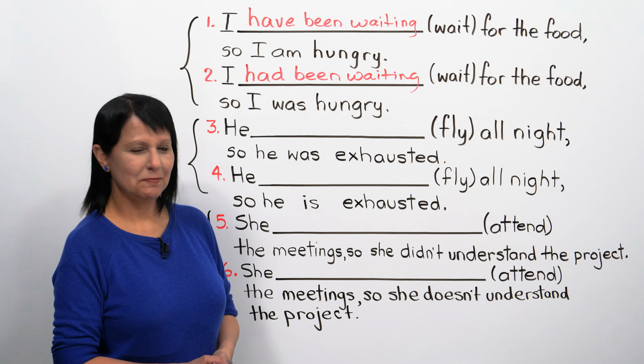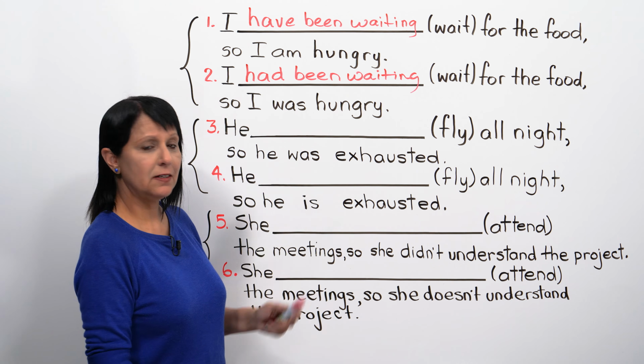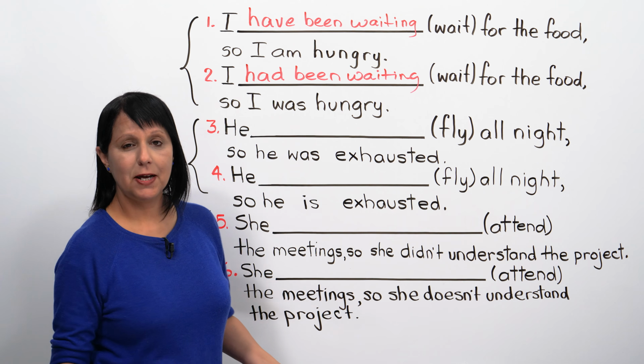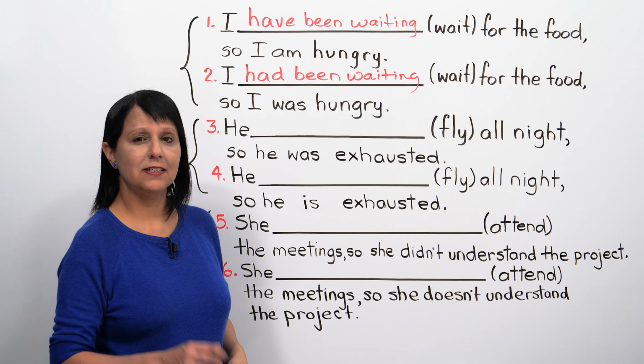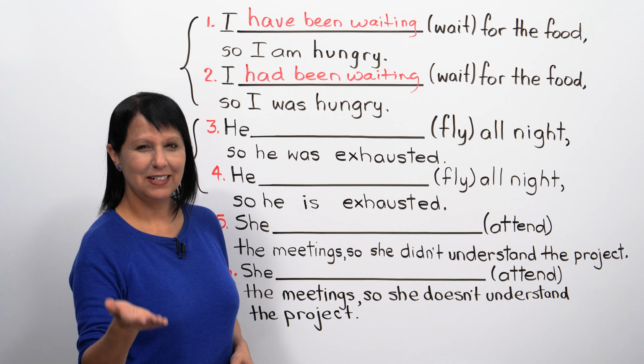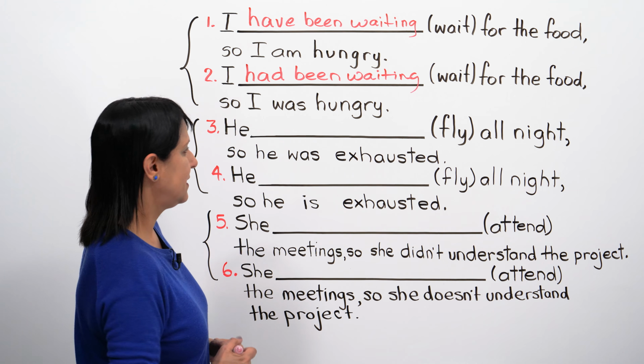So, which one goes where? Here, the result is in the past, and this is in the past. So, which tense connects the past and the past? The past perfect continuous. So, what form do we need here?